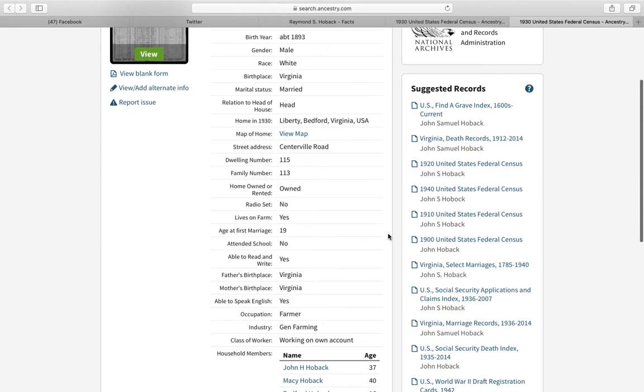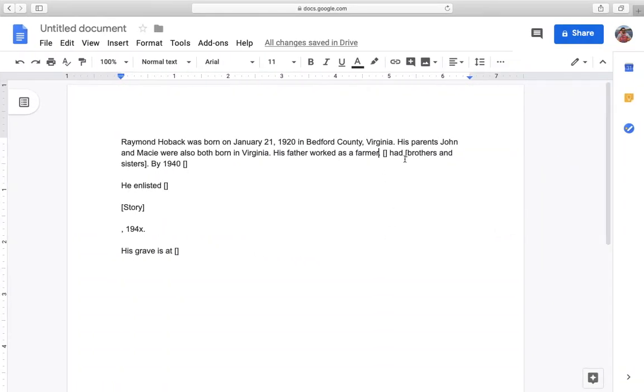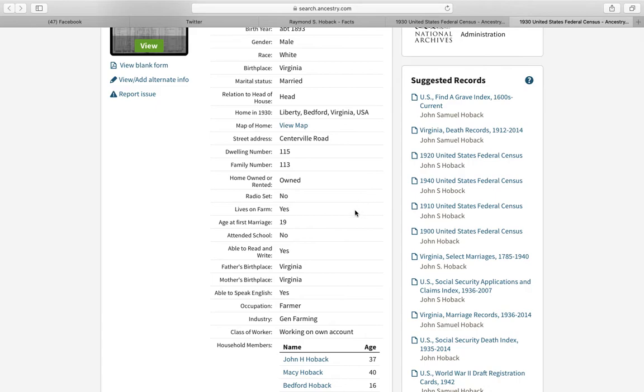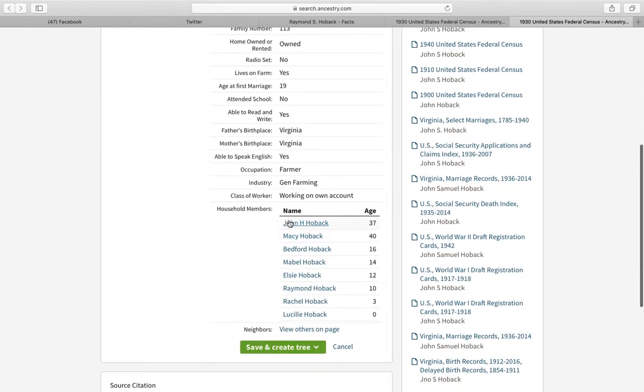So the next thing we're trying to figure out is how many brothers and sisters Raymond had. That's also here on the census record. Here are the parents. Bedford was his older brother. Mabel and Elsie were older sisters. Here it shows he has 2 younger sisters, but this is the 1930 census. There is a possibility that he could have additional siblings that were born during the 1930s. If we were to click over to the 1940 census, we can double check.